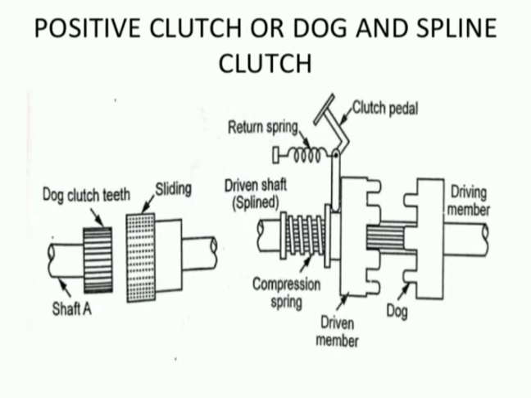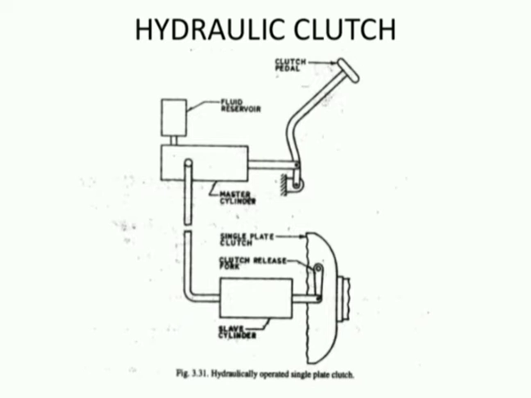Then it shows positive clutch, or dog clutch, and spline clutch. It consists of dog clutch teeth, sliding shaft, return spring, clutch, driven shaft, spring, driven member, dog, driven member, driving member.